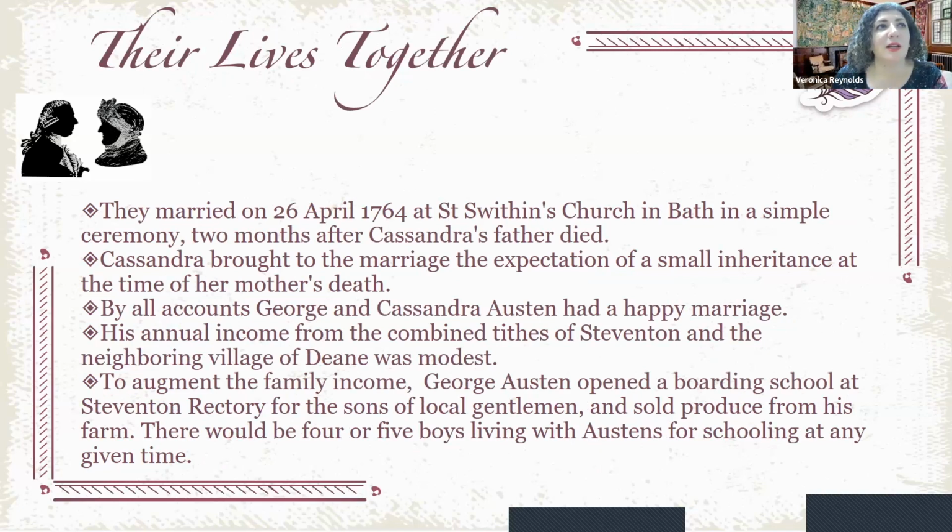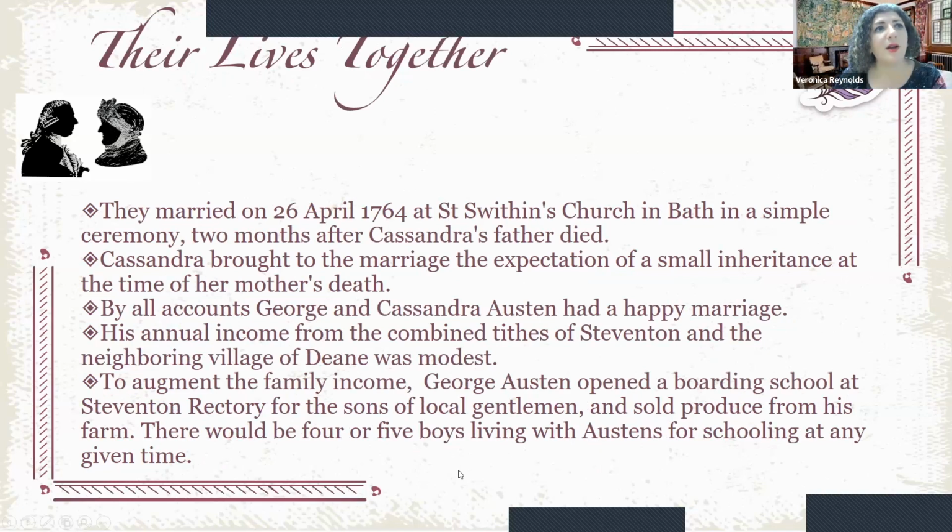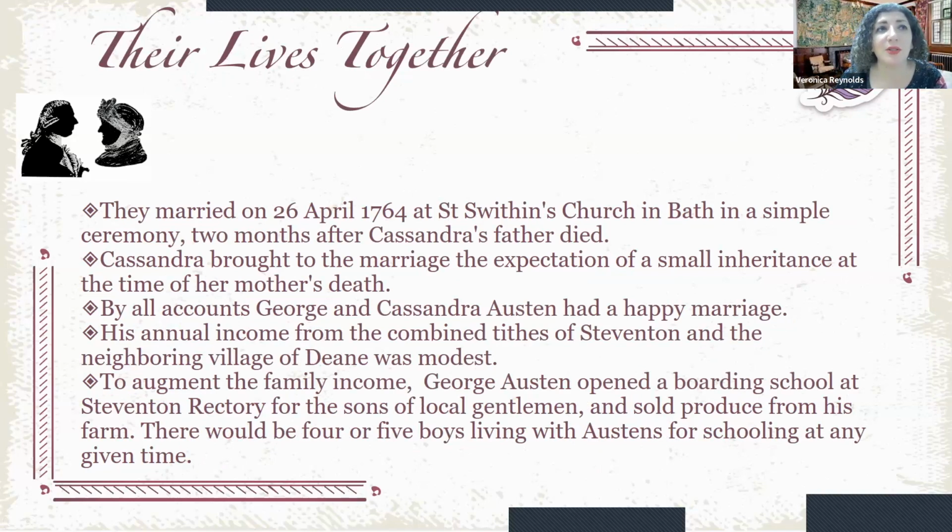So their married lives together, this is them in silhouette. They are married on April 26, 1764, at Swinton's Church in Bath in a simple ceremony 2 months after Cassandra's father has died. Presumably, the match was approved of by her family. We don't have evidence that she ran away, but she is supposed to get a very small inheritance when her mother dies. Supposedly, by every source that we have, they had a happy marriage.